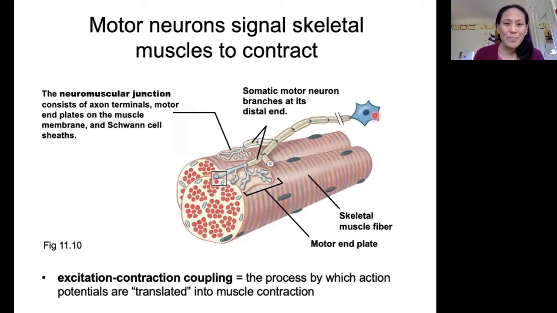Just a reminder, the signal for a skeletal muscle to contract comes from a somatic motor neuron. This is the same figure that I used in the efferent lectures, but we're going to be sending an action potential down this motor neuron. That motor neuron is going to send a signal to the muscle to contract, okay? And the process of excitation contraction coupling is basically the process by which action potentials are translated into muscle contraction. So let's take a look at those events.